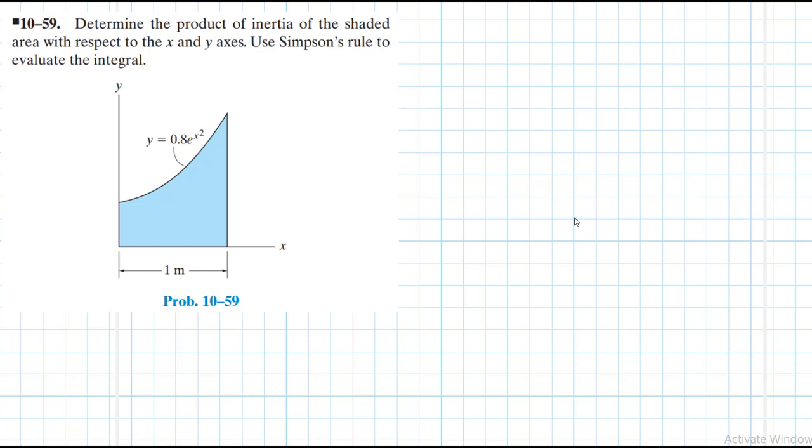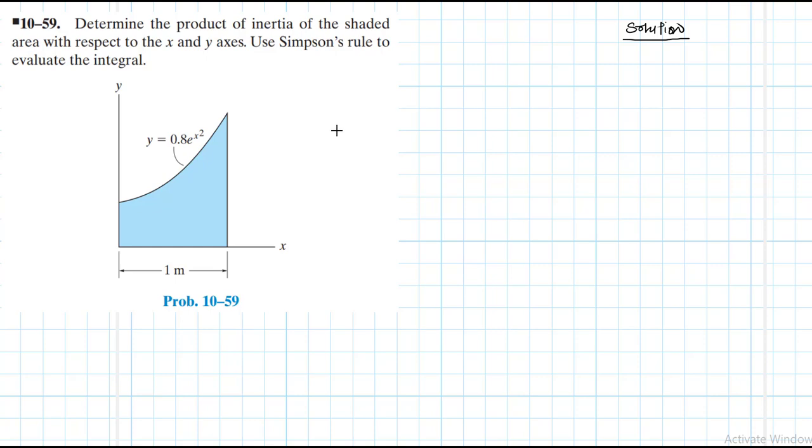Hello, I welcome you all to this another interesting screencast where we're going to be solving this engineering mechanics problem, and it reads: determine the product of inertia of the shaded area with respect to the x and the y axis. Use Simpson's rule to evaluate the integral. This problem is coming from the engineering mechanics statics textbook, 13th edition, by R.C. Hibbeler. Right. So we have been asked to find product of inertia of an area.